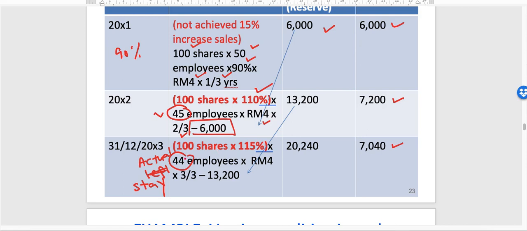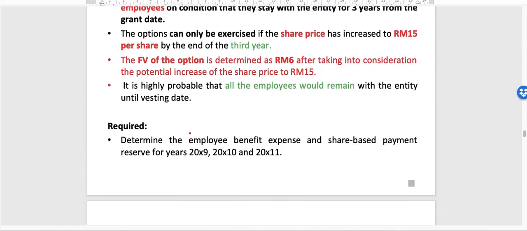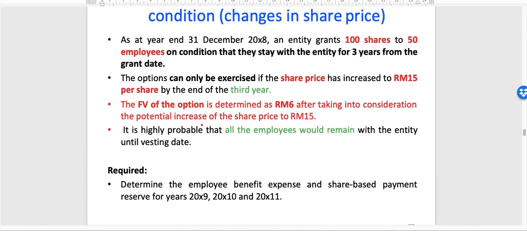And same goes in the third year. You calculate the third year, you get this reserve, and you minus the 2 portion here, right? 13,200. So you get the expenses for the third year. Okay. Alright, this is another example.